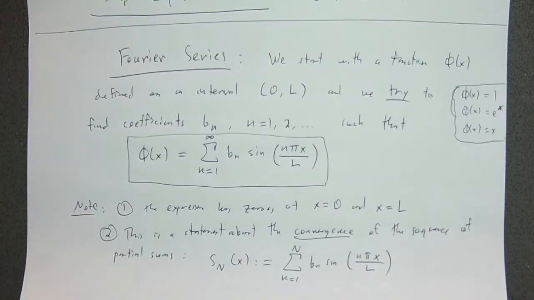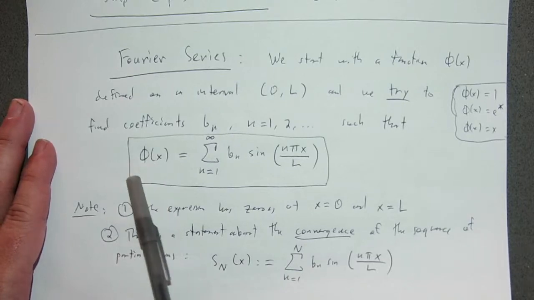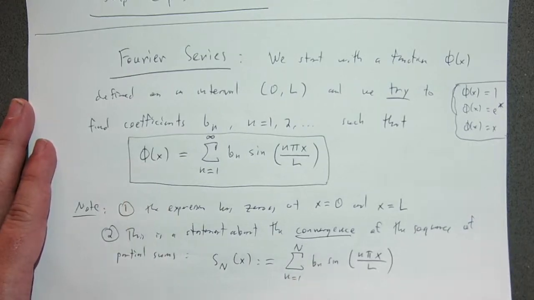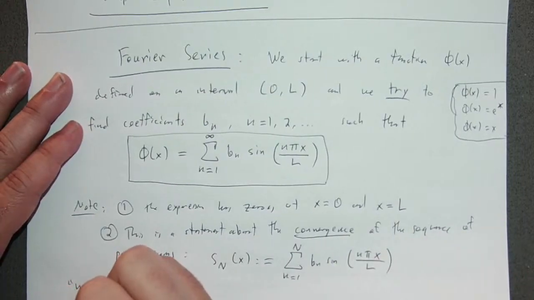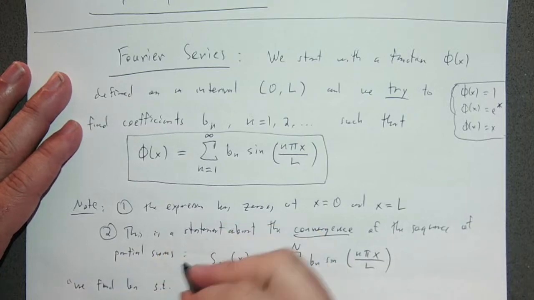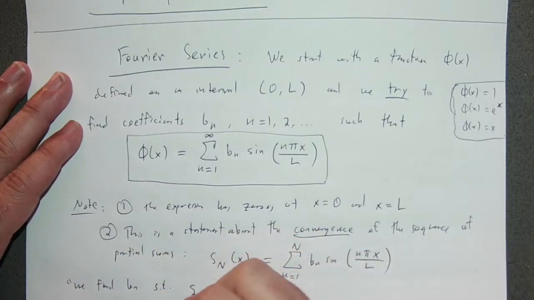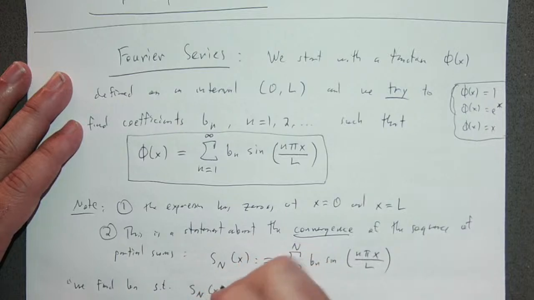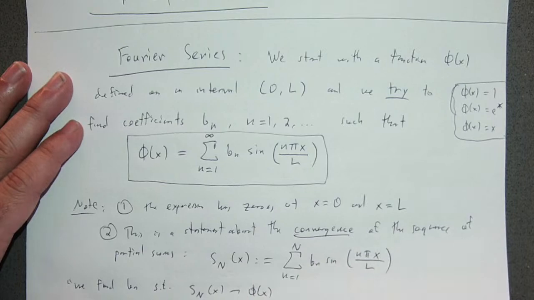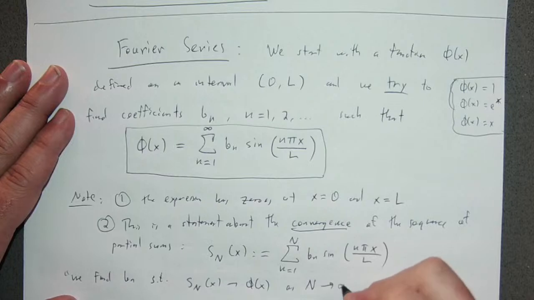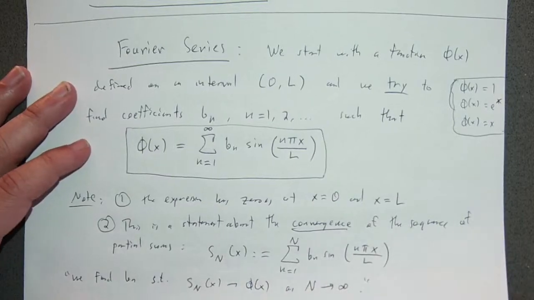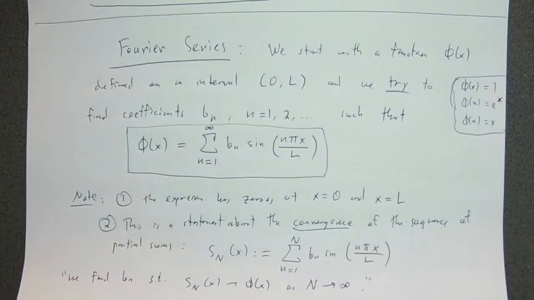Okay, and so really what we're saying here is that we have found coefficients b sub n such that this sequence of partial sums converges to phi. That's what we're saying as big N goes to infinity. So really we're saying that we find b sub n such that s sub big N of x converges to phi of x, for any x chosen in 0 to L as big N goes to infinity. This is what we are claiming here when we say that this is equal to this.